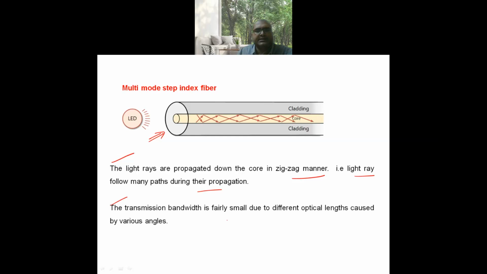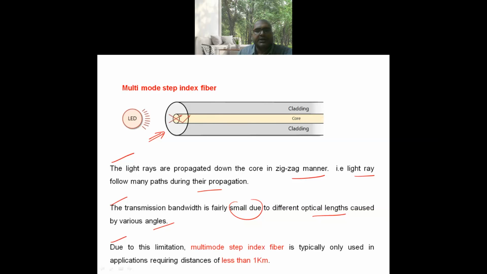The transmission bandwidth is fairly small due to different optical lengths caused by various angles. Due to this limitation, multimode step index fiber is typically used in applications where it requires a distance of less than 1 kilometer.